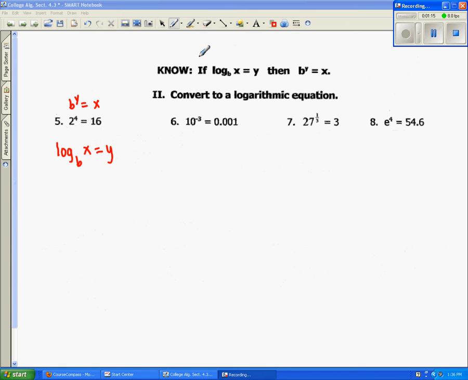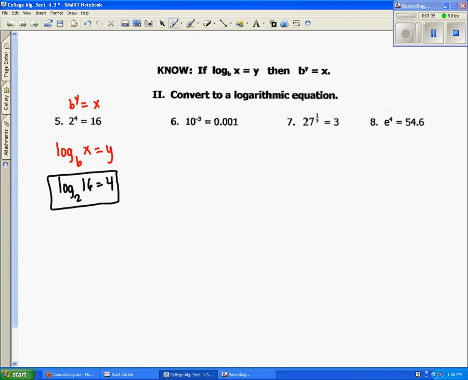Okay, for these next series of questions, we want to convert to a logarithmic equation. So we're going to go from this form to this form. So if I write this form over it, then I can convert it to here, and that's going to give me log base 2 of 16 equals 4.